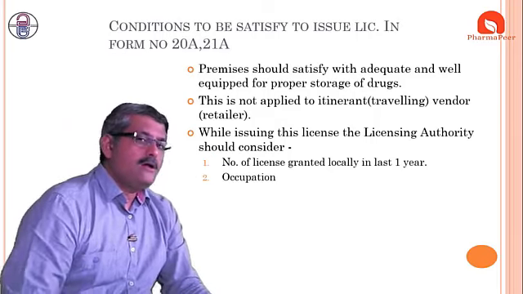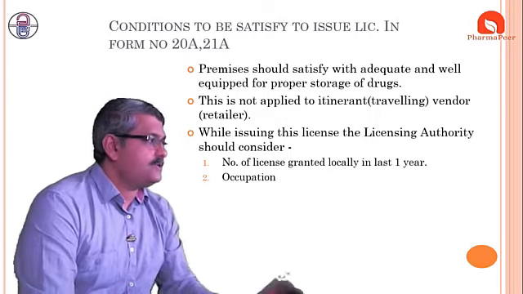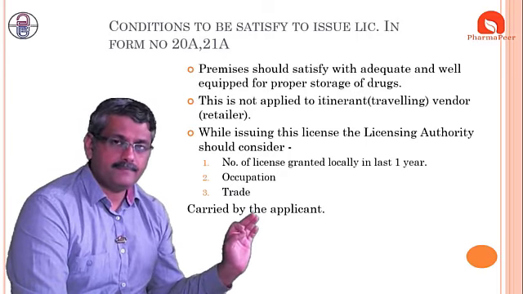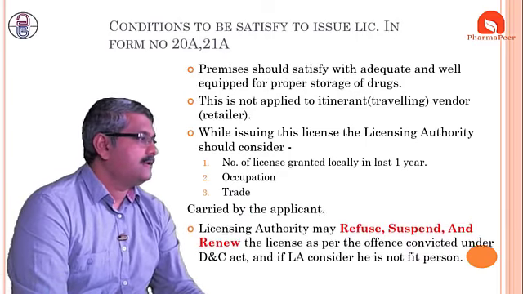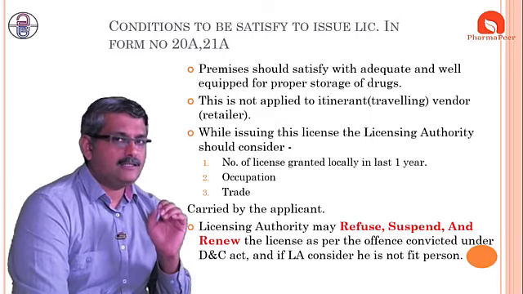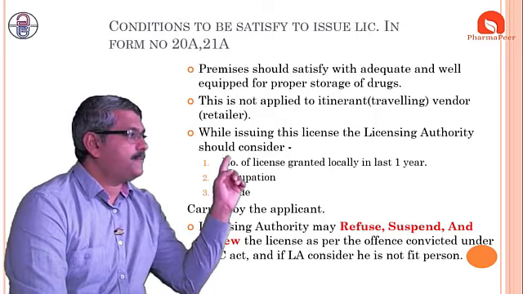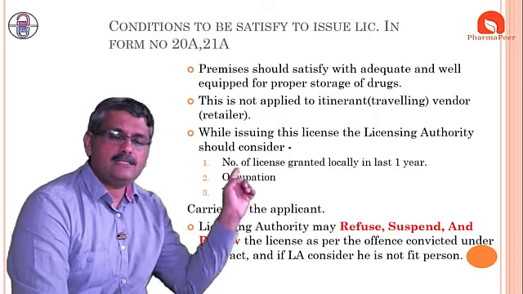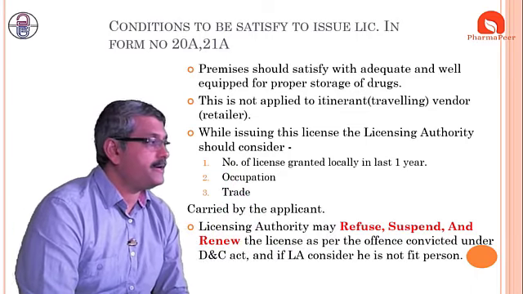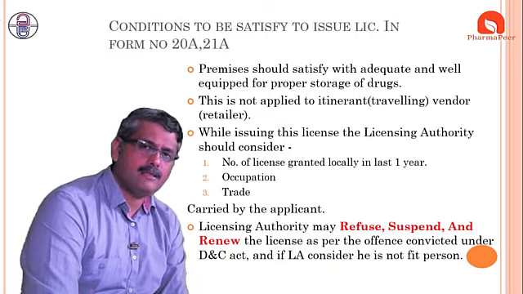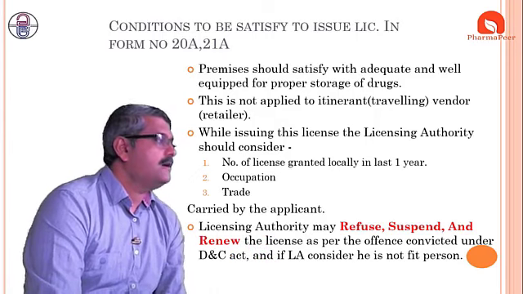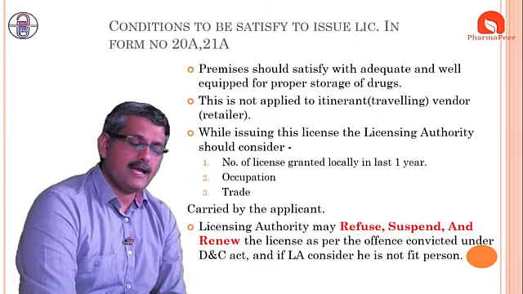Second thing is that the person to whom we are issuing the license, what is his occupation? Third one is, what is his trade? And most important thing is, if the licensing authority feels that the person who has been given this license is not maintaining a proper condition, then they may refuse, they may suspend, or if he is fulfilling all the conditions properly, then they can renew his license as per the act, as per the DNC Act.